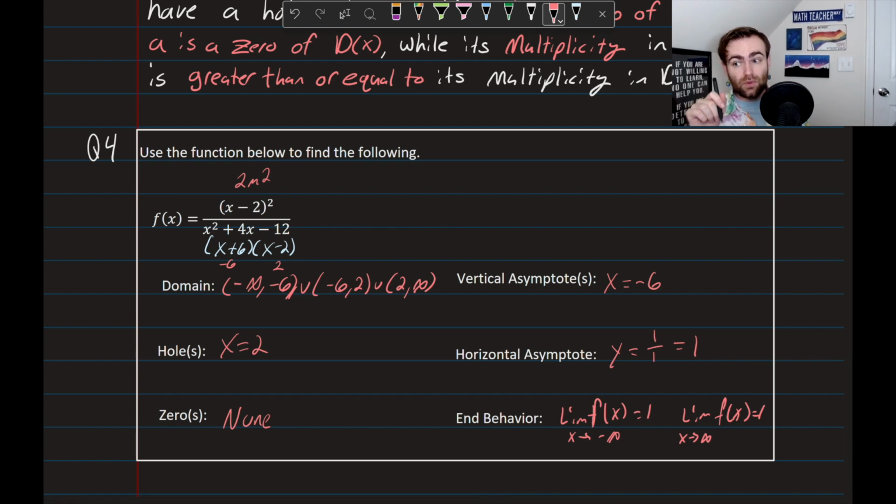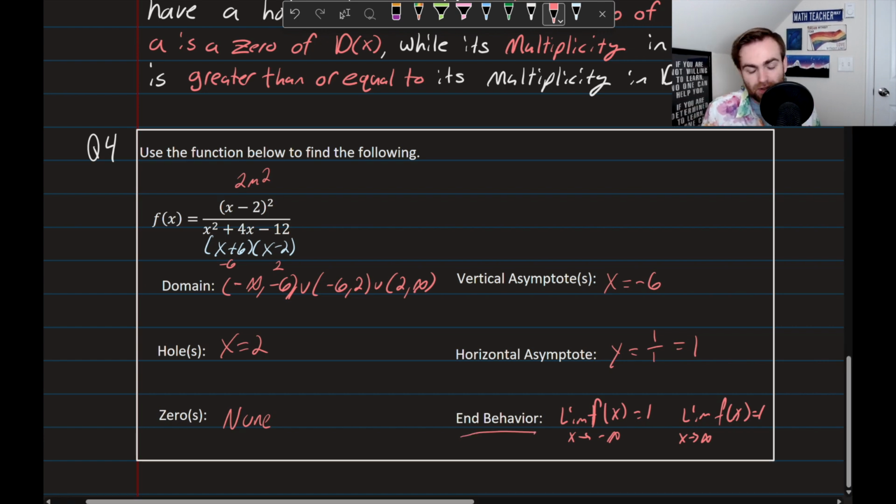One thing that we didn't include here was a limit notation for the hole and a limit notation for the vertical asymptotes. I'm going to go over that, but unless it specifically asks you for limit notation or it says end behavior, you don't technically have to put the limit notation. But I'm doing it just to show.